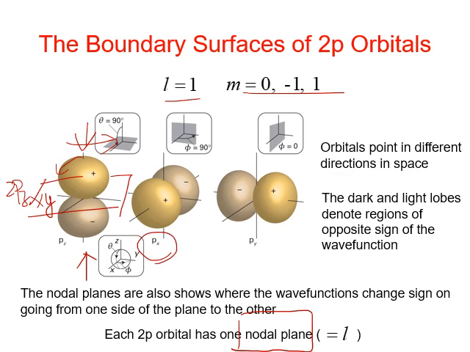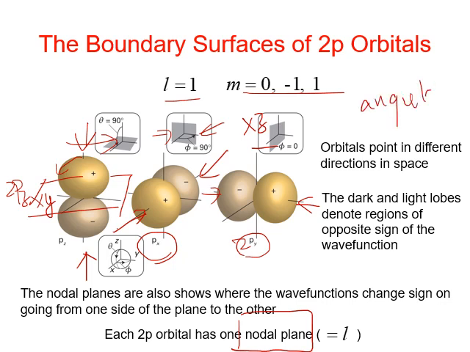For the px wave function, the maximum value of the wave function is along the x direction. Therefore, the plane perpendicular to this one, the yz plane, is the nodal plane. And for 2py, the maximum wave function is along the y direction, so the xz plane is the nodal plane. Now this nodal plane is also called an angular node, because these are the nodes for the angular function.